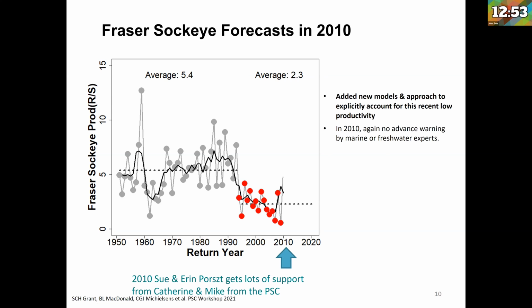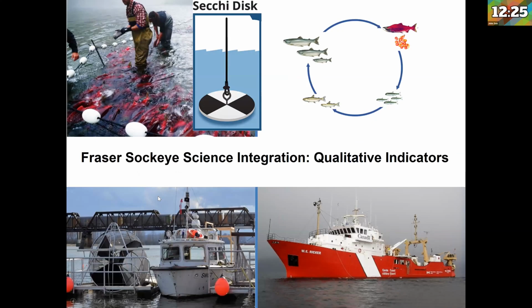Again, we had no advanced warning from any marine or freshwater experts to warn us of anything good or bad. And what happened was the complete opposite of 2009. We were blown away by an unexpected record high return of 28 million. So this experience, and then being in the middle of an inquiry as well, really hit home. We've got to figure out another approach to get people working together and breaking down silos and really looking at Fraser sockeye population dynamics in quite a bit more detail.